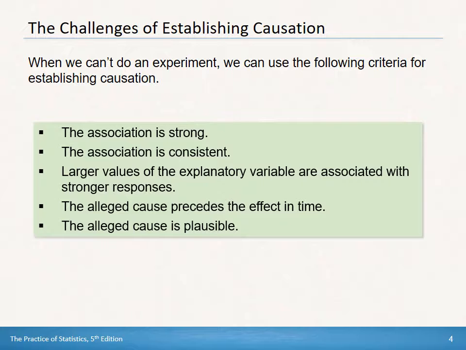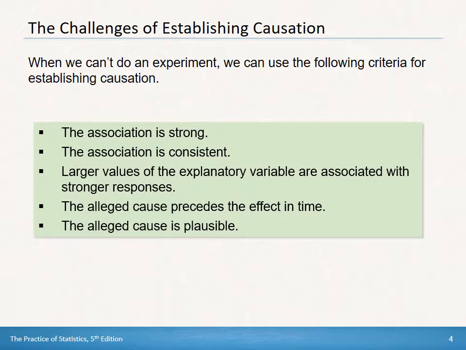Is the association consistent? That's the next one. It needs to be strong and it needs to be consistent. You can't just have half of the people get it and the other half not, where only some people get it and some people don't. It needs to be a pretty consistent amount. You can have some exceptions, but for the most part, it needs to be a consistent relationship between the two variables. The third one is, larger values of the explanatory variable are associated with stronger responses. So if they smoke more, they are more likely to get lung cancer.